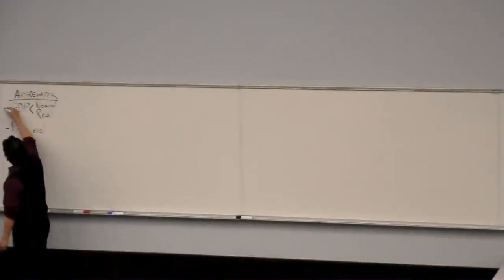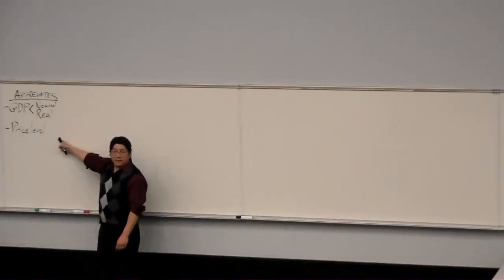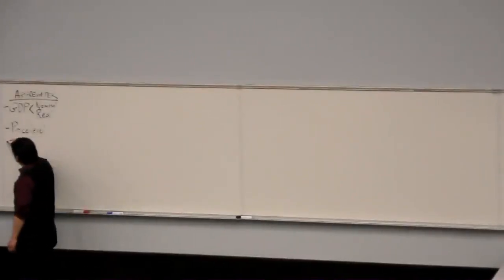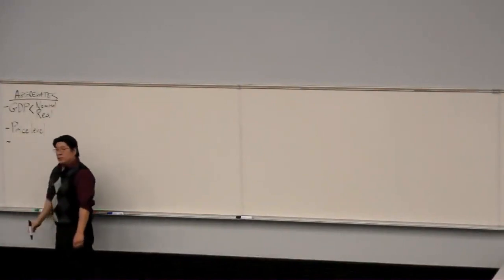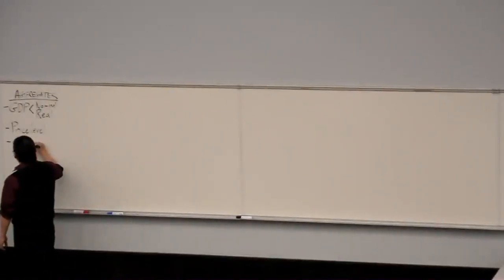There were other aggregates that we talked about. Immediately after talking about the price level, we talked about various aggregates to do with the labor market, and the one that we spend most time talking about is probably the unemployment rate.